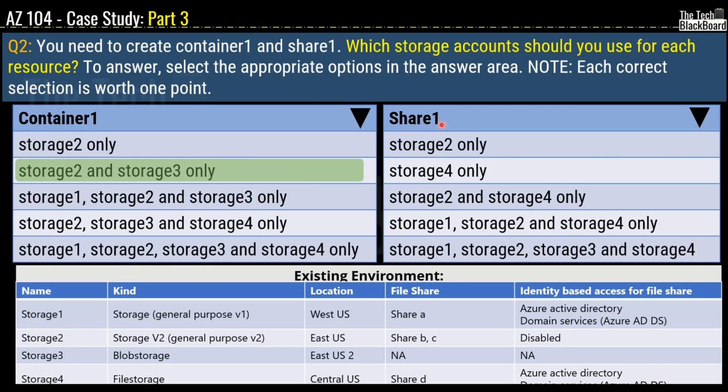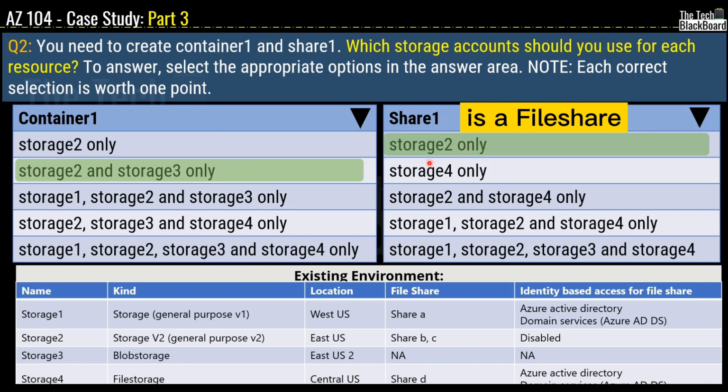Once again, I'm referring to the planned changes section, and in that section it was mentioned that share 1 is a file share that will use cool storage tier. And that's why, my friends, it's only storage 2, general purpose version 2, that can support cool storage tier, and that's exactly what our answer is as well. By the way, just so you know, there are 3 storage tiers: hot, cool and archive.